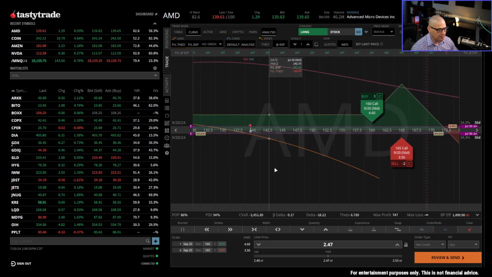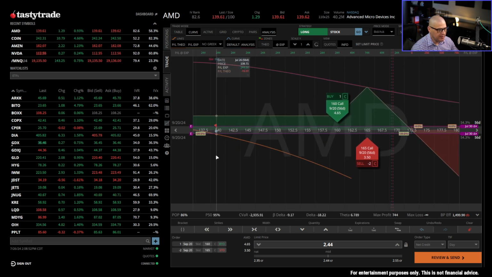But again, I need AMD not to rise too fast. I need it to rise slowly over time. And if it can land somewhere in this tinted area, I could make a little bit more than that 250 credit that I received for selling the ratio spread.